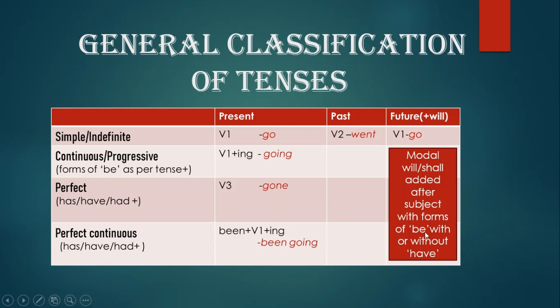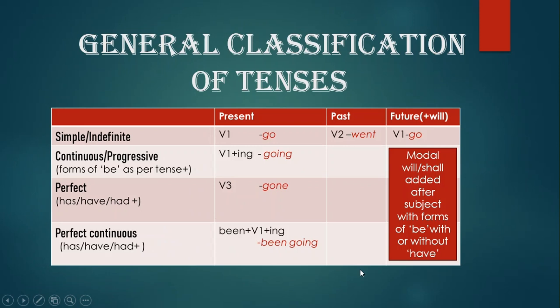For example, the verb in simple future will be will go. In case of future continuous or progressive, it will be will be going. In case of future perfect, it will be will have gone. And in case of perfect continuous, again there's addition of have and will, so it will be will have been going. So let's look at the future tense in detail.